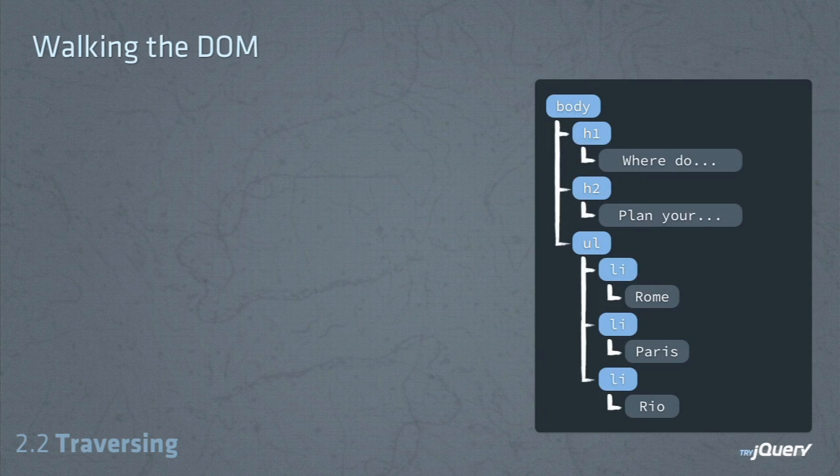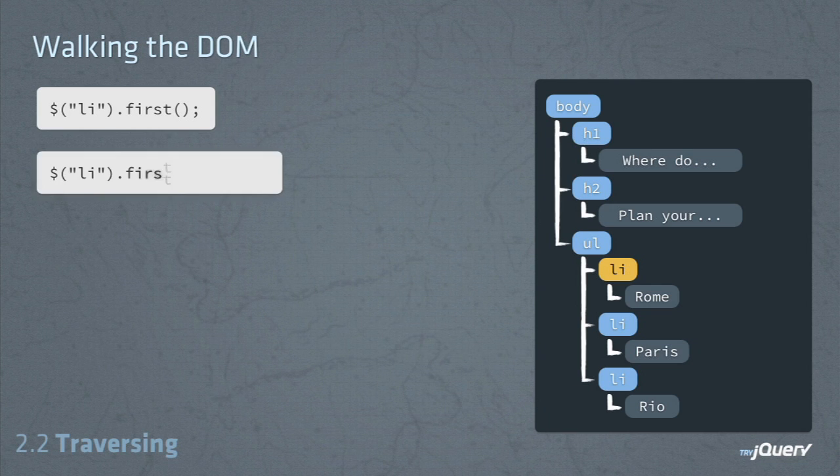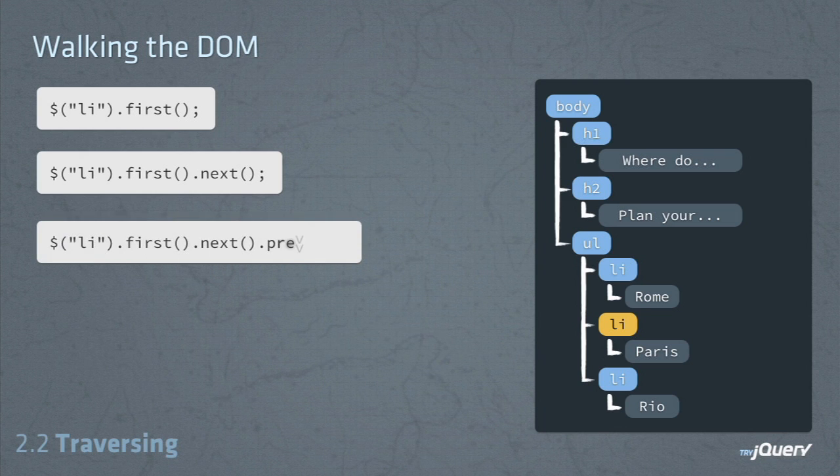We can do this using a technique called walking the DOM. So if we called li.first, it's going to give us that first list item, and if we wanted, we could chain another method onto it. So we could call li.first.next, and that would return the middle list item, which is what we want. This technique of calling multiple methods together is called method chaining. If we wanted to, we could keep on chaining more and more methods onto this. So if we called first.next.prev, which stands for previous, it would go back to the first list item.